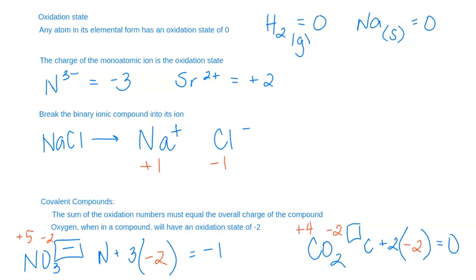So we have oxidation states of atoms in their elemental form, monatomic ions, binary ionic compounds, covalent compounds, and then the last one that we want to do is taking a look at ionic compounds containing polyatomic ions. So I'm going to go ahead and erase all of this because I have run out of room.